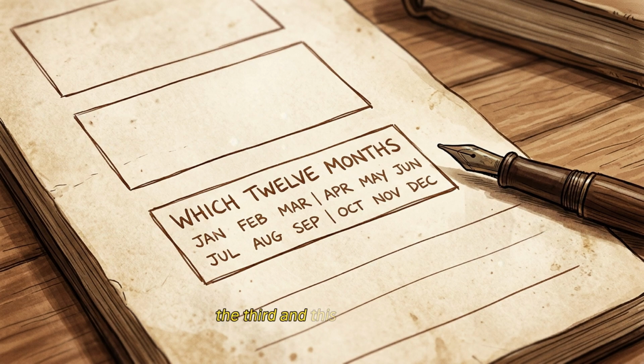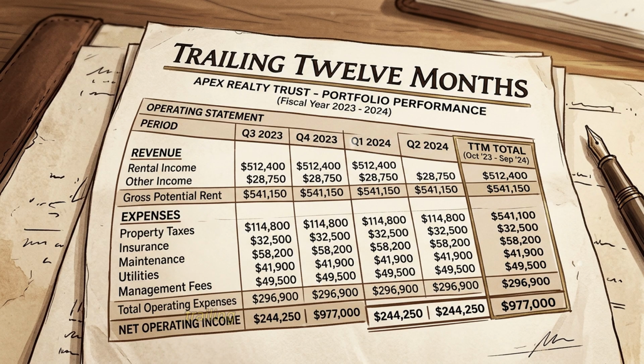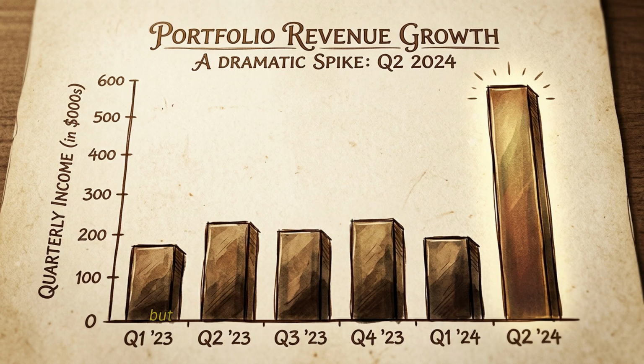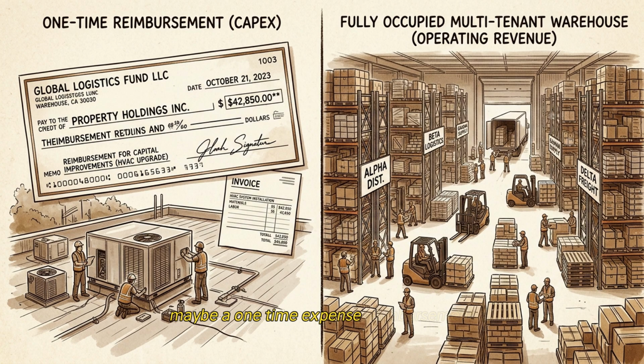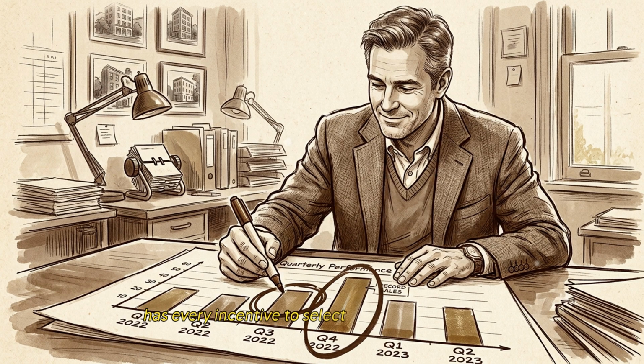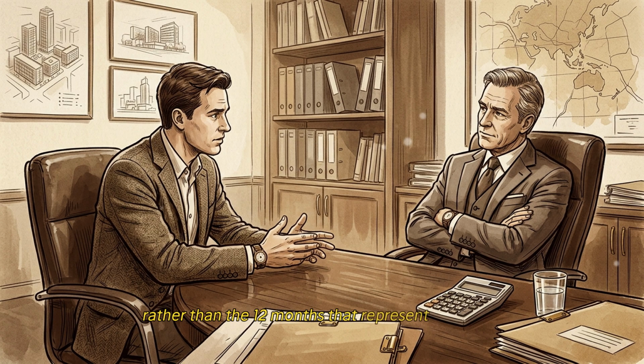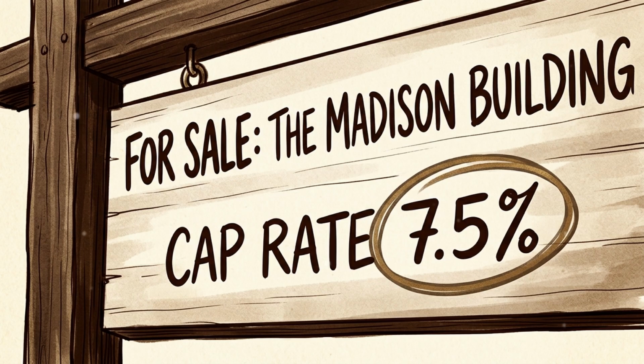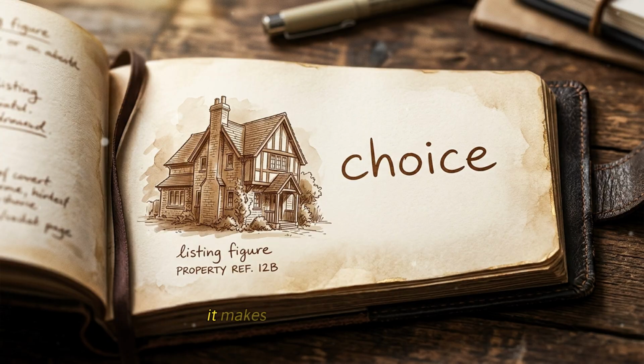The third, and this one is subtle, is which 12 months of income get used. Trailing 12 months sounds like a precise, backward-looking, objective figure. But if a building had one unusually strong quarter, maybe a one-time expense reimbursement, or a period with unusually low vacancy across a multi-tenant property, a seller has every incentive to select the 12-month window that flatters the building the most, rather than the 12 months that represent its typical ongoing performance. None of this makes the 7.5% number a lie exactly. It makes it a choice.